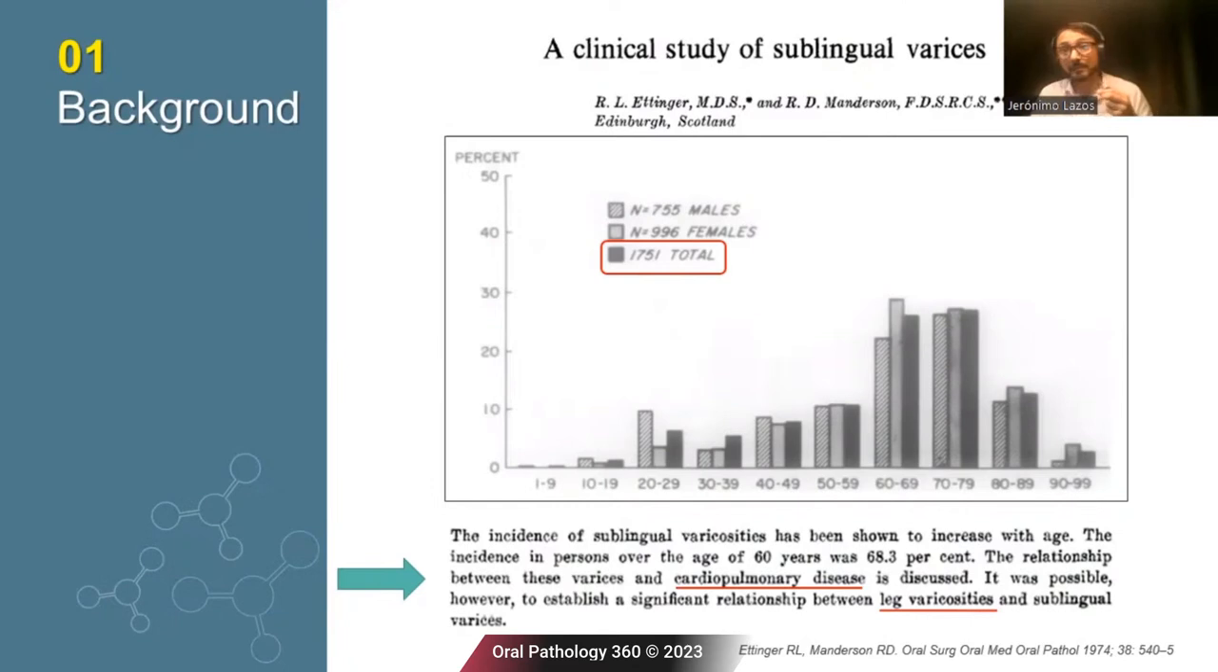A pioneer study by Ettinger and Anderson of 1974 about sublingual varices is still to this day the one with the largest sample to date, having 1,751 patients enrolled. And these authors stated that a person with varicose veins of the legs is likely to have lingual varicosities. They also mentioned something that they call cardiopulmonary disease, but without stating which specific illnesses were encompassed by such denominations. Nonetheless, by this early age, the question was clear. Could oral varices be an expression of systemic conditions? If so, which ones?